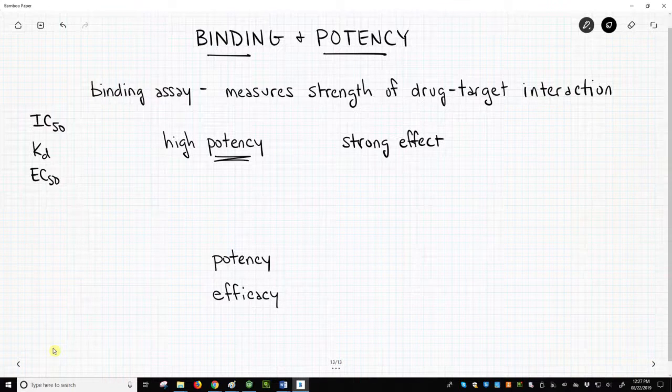The term potency can be confusing. A potent molecule does not necessarily have a strong effect. These are not equal. Instead, potent molecules are able to exert their effect, whether strong or weak, at low concentrations. Active at low concentrations. So, efficacy and potency are not interchangeable terms.